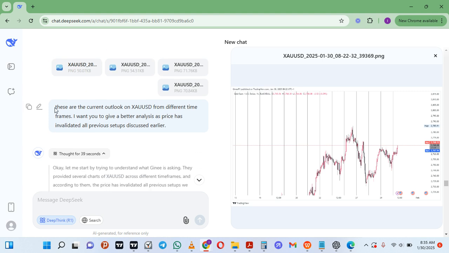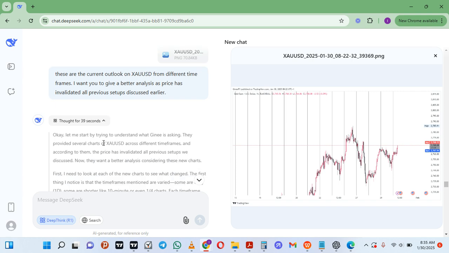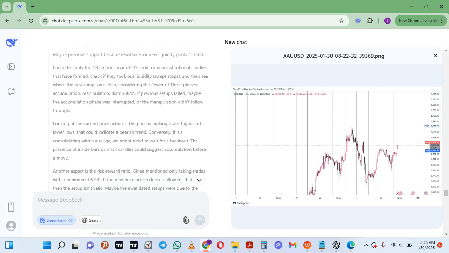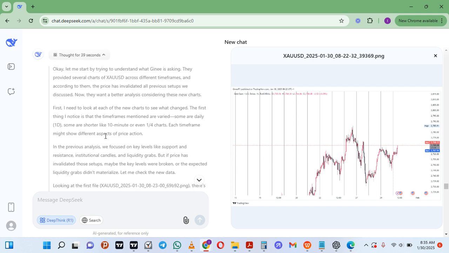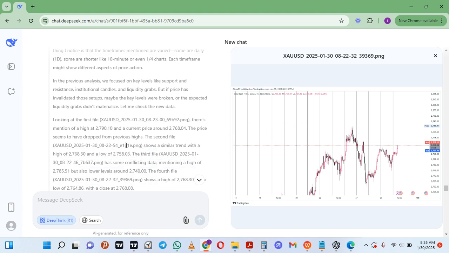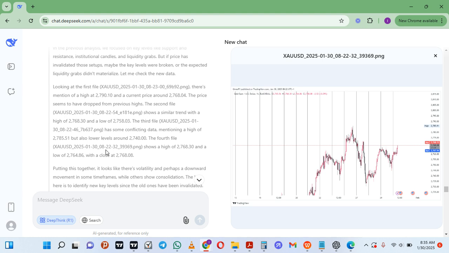While I did this, I instructed my AI companion, that's DeepSeek, to compare the different time frames of the pair I was trading and give me a better analysis. And this is what happened, right? As you can see, all the images were compiled, looking at the first file, the second one, the third one, and the fourth one.